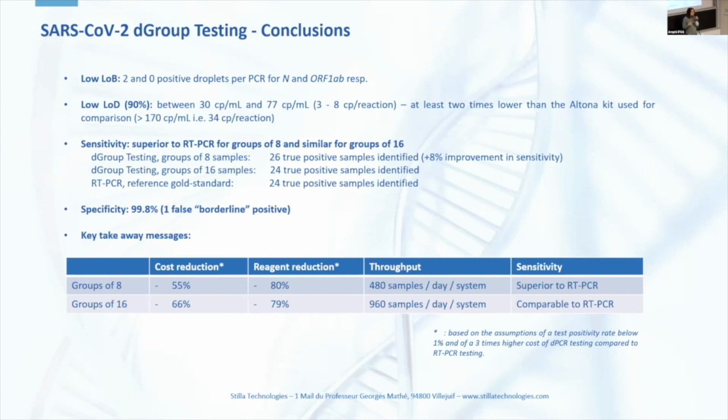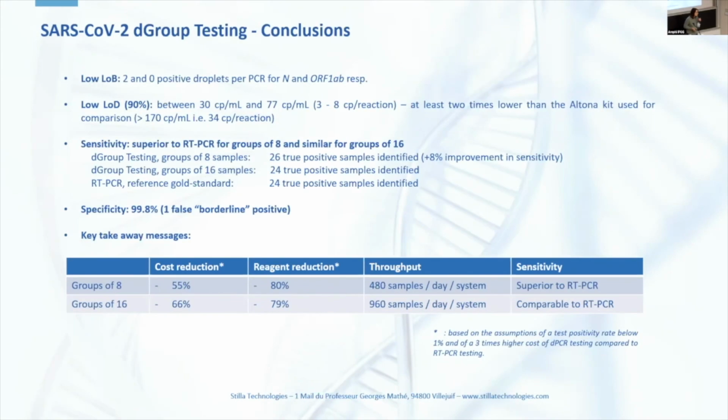And now regarding the pool testing study, we observed a better sensitivity than qPCR for the group of 8 and a similar sensitivity for the group of 16. So the key takeaway message is that we believe that we have a low-cost mass screening method combining pooling and digital PCR.